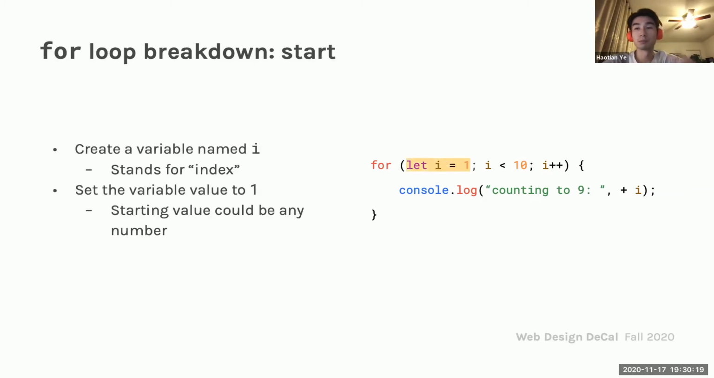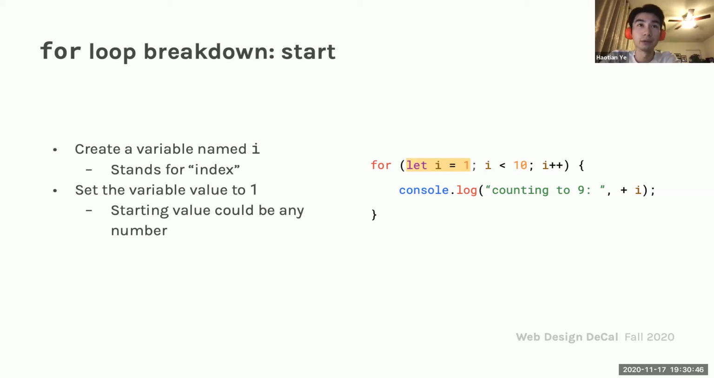So let's break it down step by step. We initialize our for loop. We start with for, and then within parentheses, we have this first part called start. Here we create a variable called i. It could be literally any name, but in CS, you'll see a lot of for loop examples start with the i variable because it stands for index, like what I mentioned, array indexing, which is going to come in a bit.